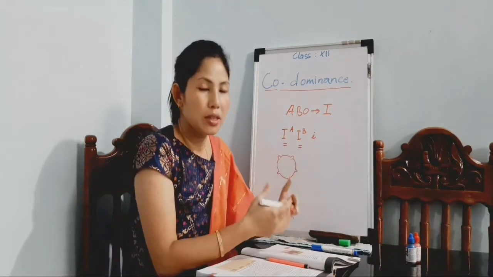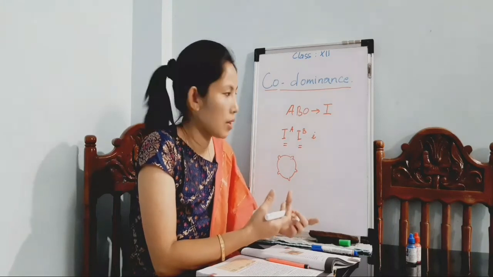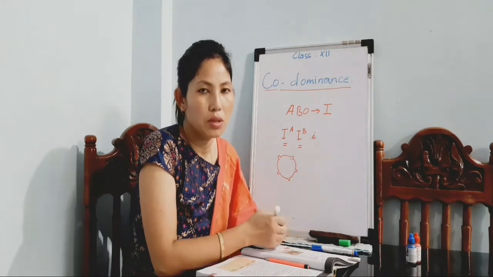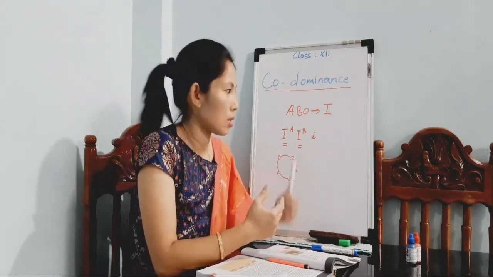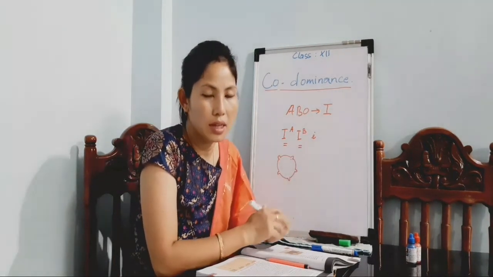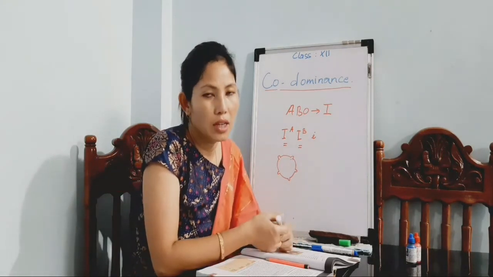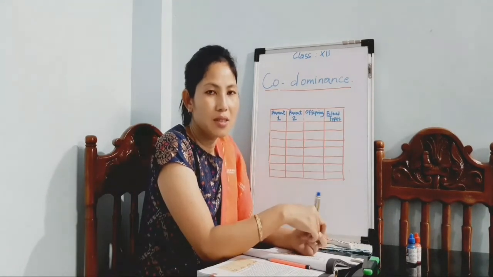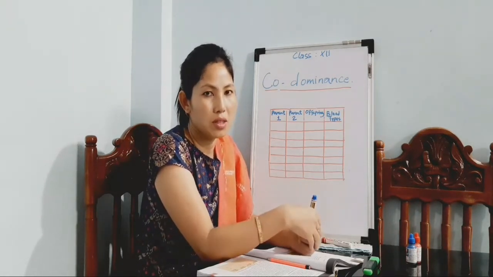So we are going to take the example of this human blood group to understand codominance. As we know, human beings are diploid, so out of these three different alleles, they will have only two alleles. Let us see with the help of a chart what various combinations we can get and what the blood types will be.